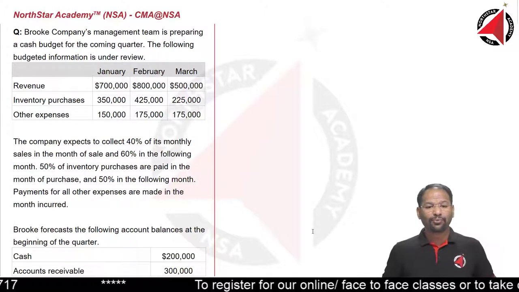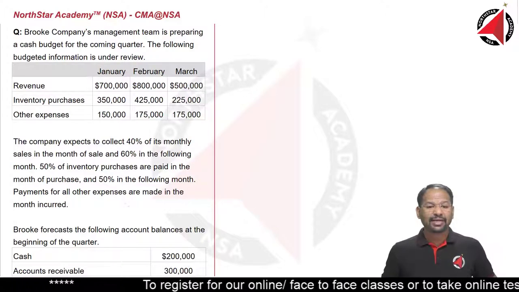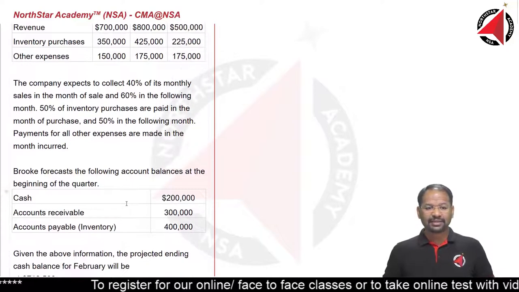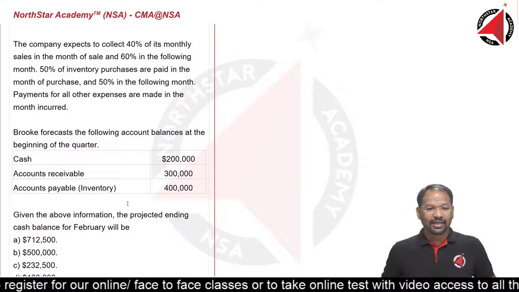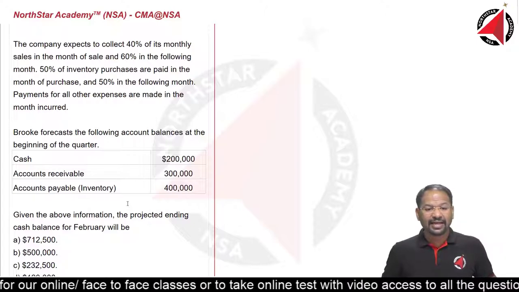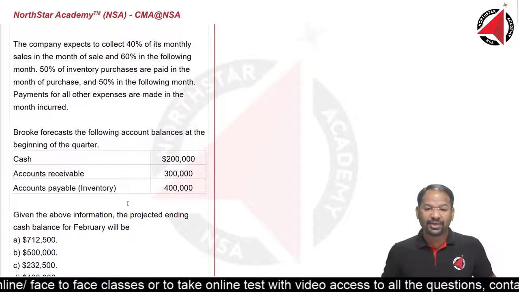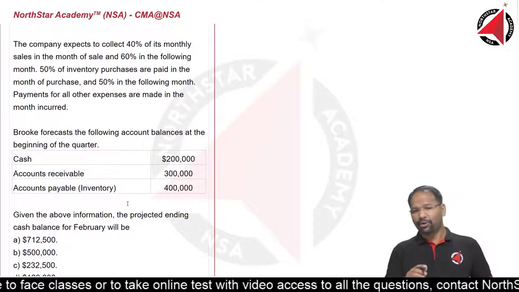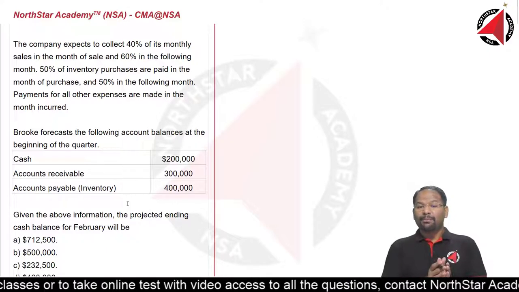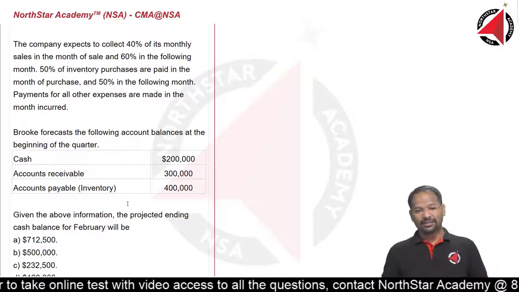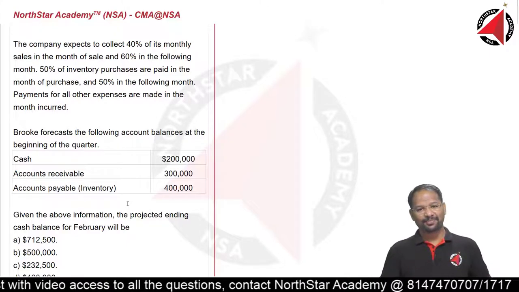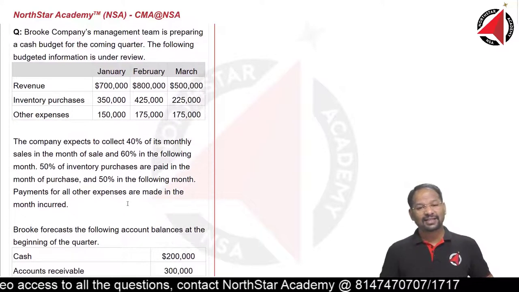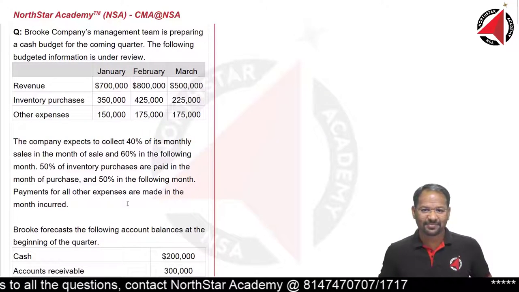Brook forecasts the following account balances at the beginning of the quarter. Cash balance, accounts receivable, and accounts payable balance are given. Given the above information, the projected ending cash balance for the month of February will be? This point is very important because it says for the month of February, ending cash balance means this has to be a cumulative ending cash balance. If you have understood this, let's start with our calculation.